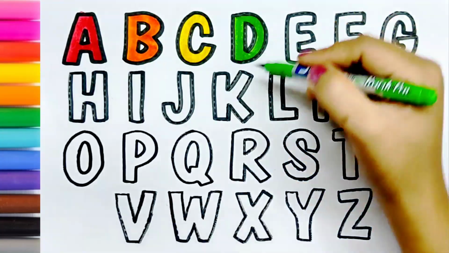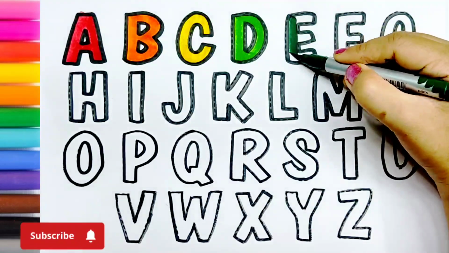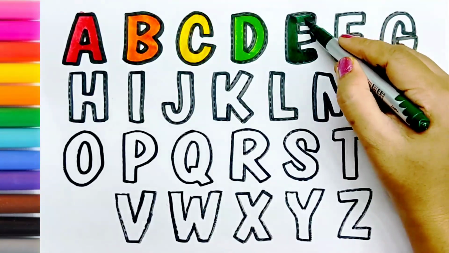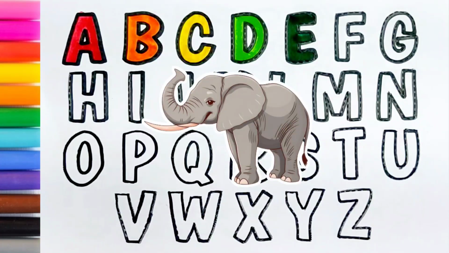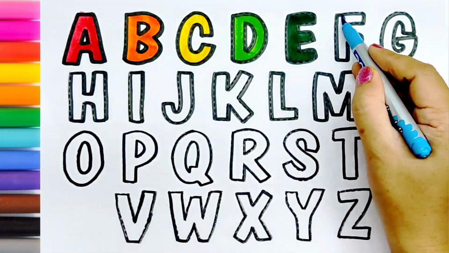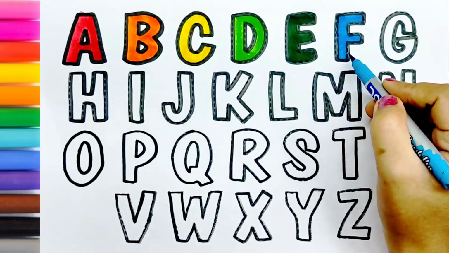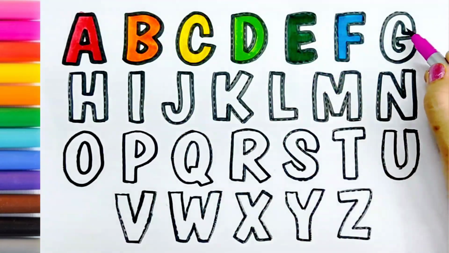D for doll. Dark green color. E for elephant. Sky blue color. F for fish. Pink color.